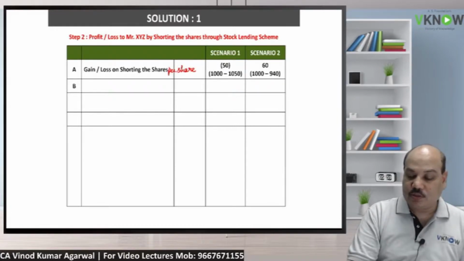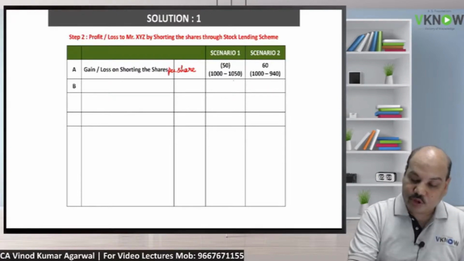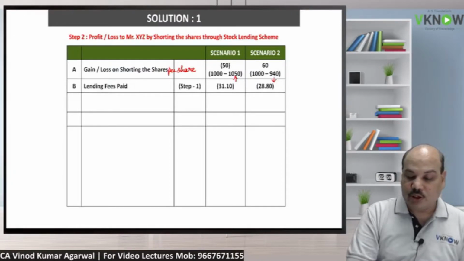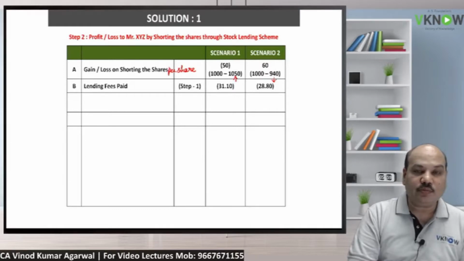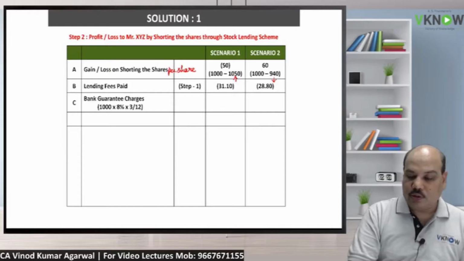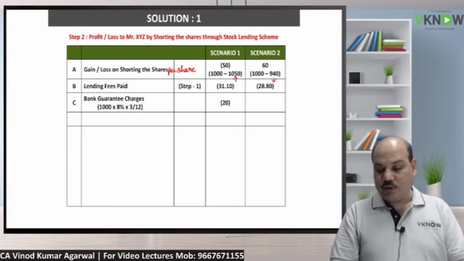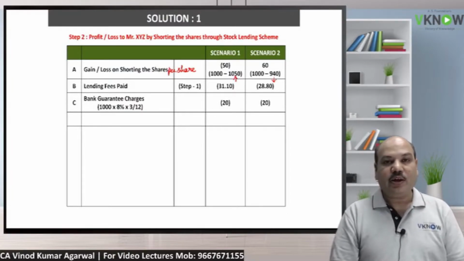Gain or loss on shorting the share per share is 50 rupees, and 50 rupees is loss because the price has gone up, and here the price has gone down, so 60 rupees gain. In case of a short seller, profit is made if the price goes down, loss will be suffered if the price goes up. Then lending fees paid we have already calculated, 31.10 and 28.8.